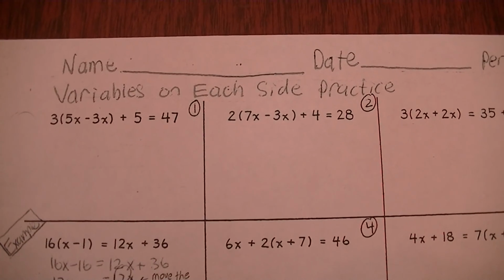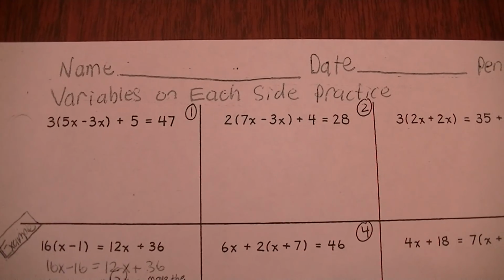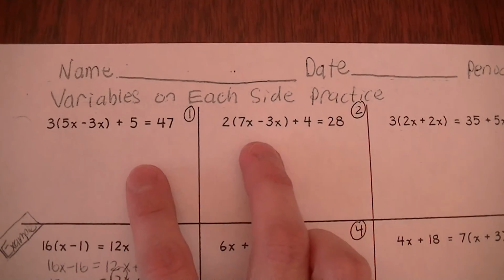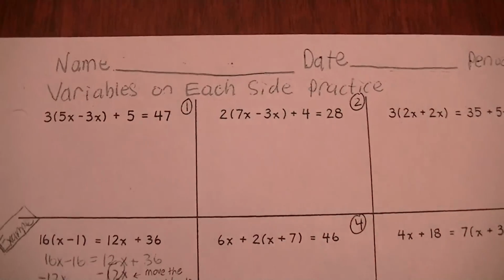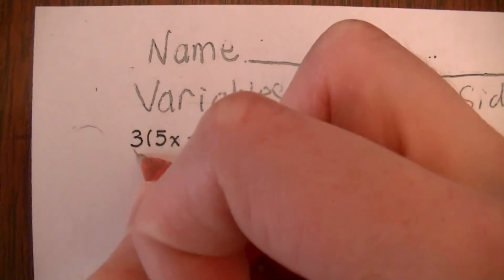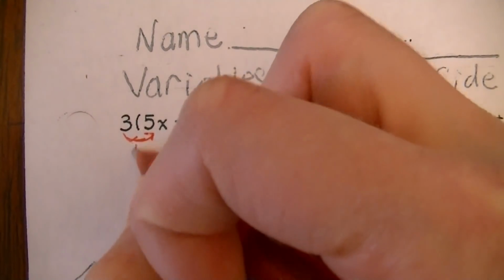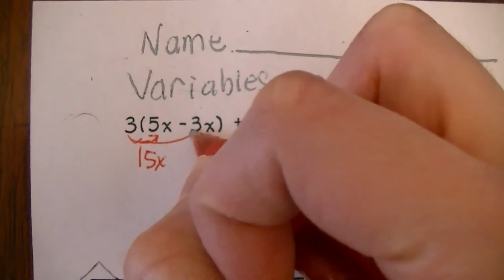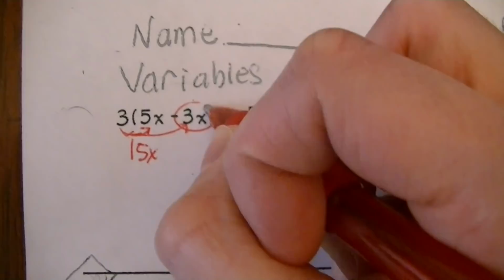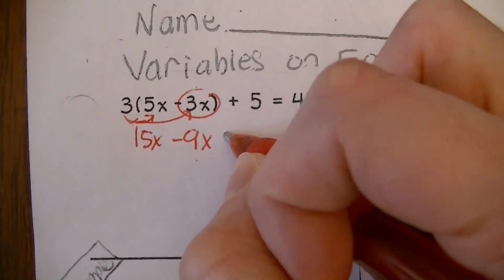I'm going to show you how to complete the problems on this worksheet called Variables on Each Side Practice. So the first two problems are review problems, just to get you warmed up. So what you see here is, you can go ahead and use the distributive property right here. So 3 times 5x is 15x. 3 times a negative 3x is a negative 9x. And then bring everything else down.